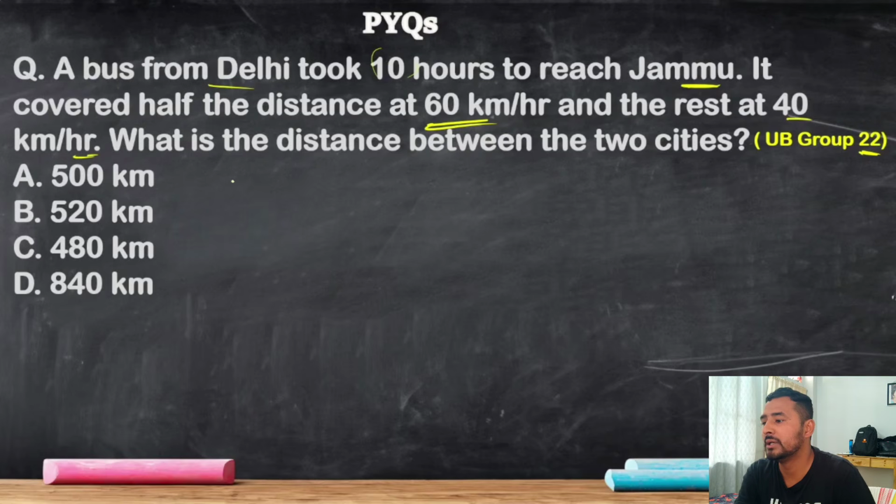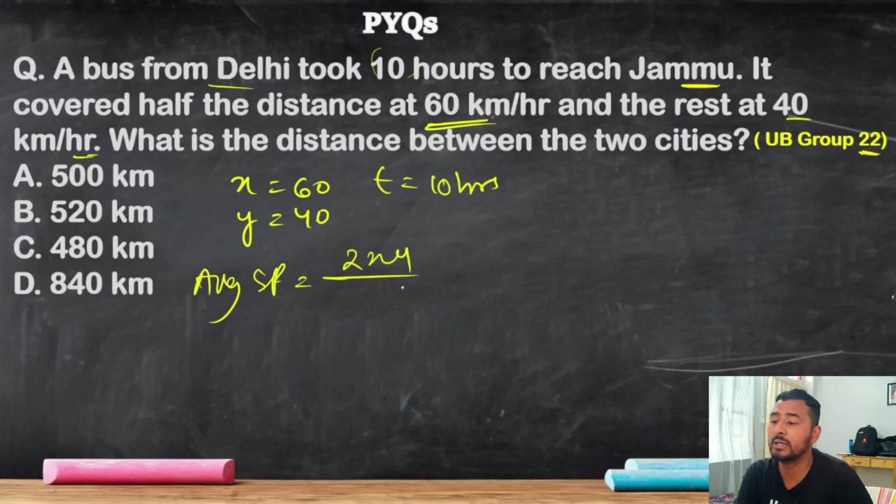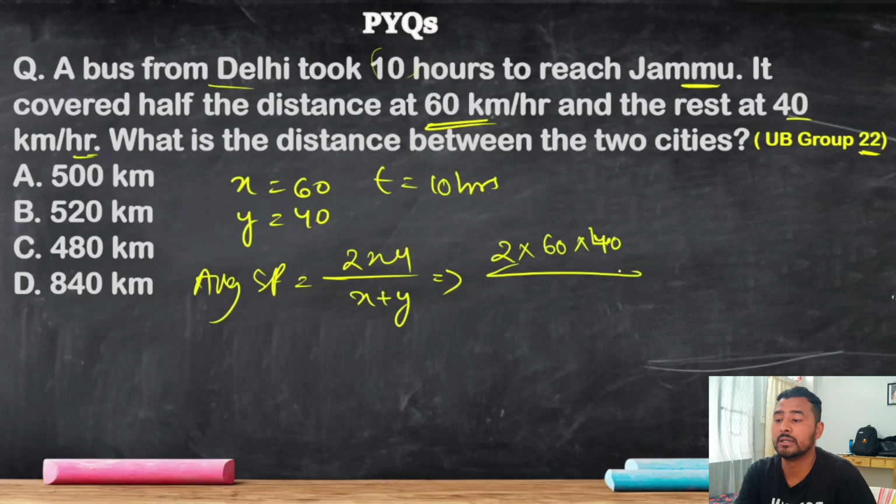Okay, let me do it. Let us take x equal to 60, y is equal to 40. The average speed is how much, and time is also given, so t is equal to 10. The average speed, like I said, will be 2xy by x plus y. Put in this: 2 into 60 into 40, by x plus y, 60 plus 40.